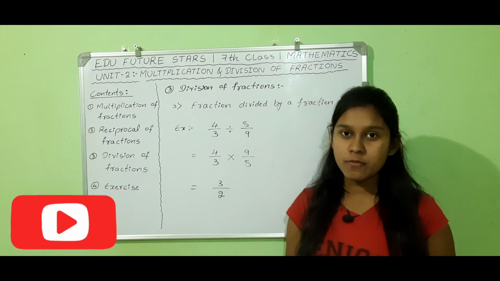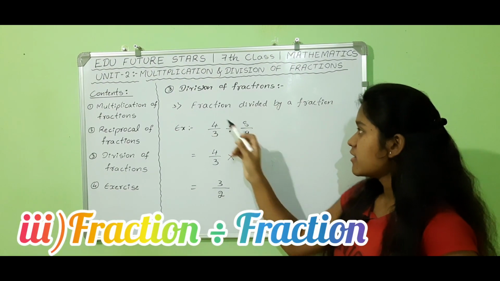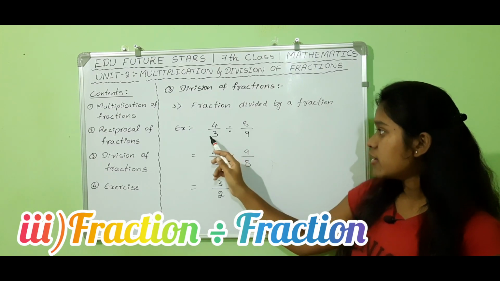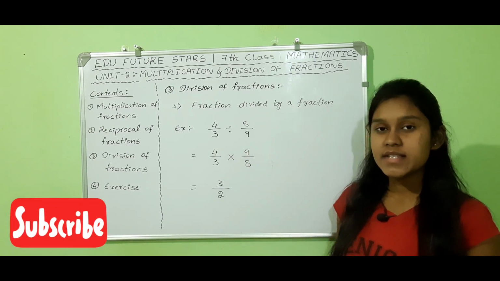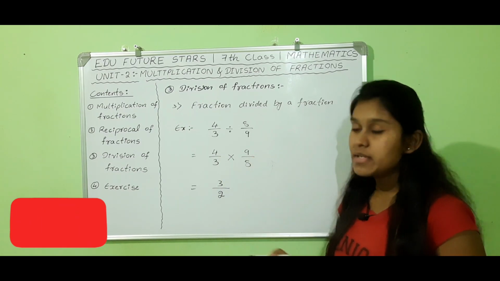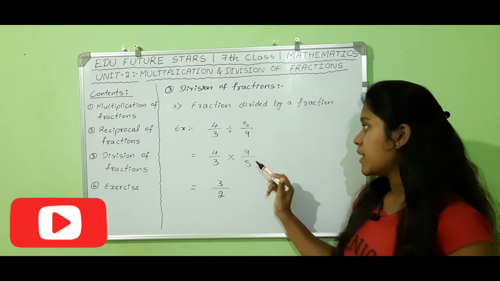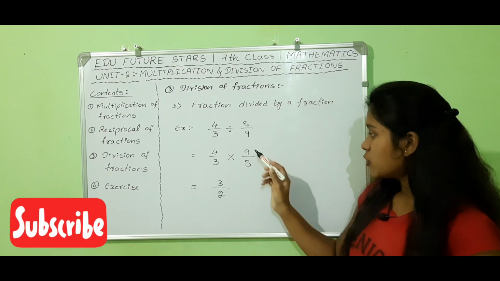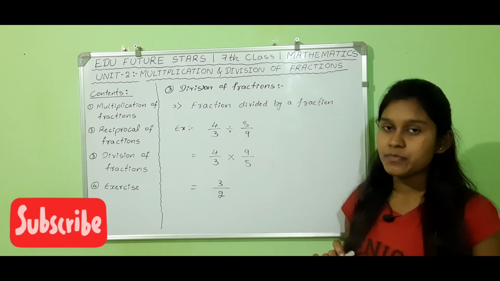See the third type of question. See here, fraction divided by a fraction. So now we have a fraction and a fraction. Simple. So we have to keep as it is 4 by 3 and the multiplication symbol and 9 by 8. This number will be reciprocal, right? So this is what? 9 by 8, right?